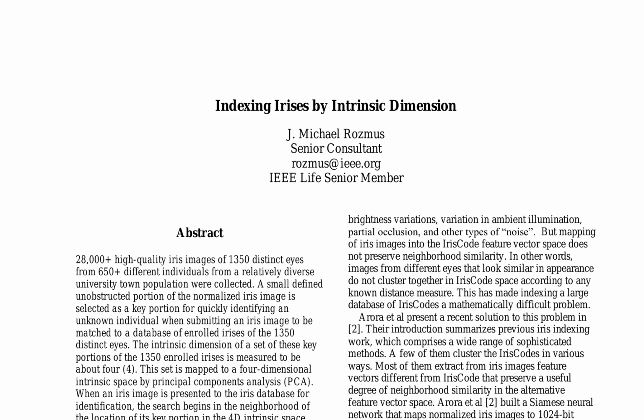A novel approach to indexing irises in large databases is presented, leveraging the intrinsic dimension of key portions of enrolled irises. By measuring the intrinsic dimension to be approximately 4, principal components analysis, PCA, can map these portions to a four-dimensional intrinsic space. This enables efficient identification of iris images by searching the neighborhood of their key portion's location in the 4D space, typically resulting in a correct match after comparing to only a few % of the database.